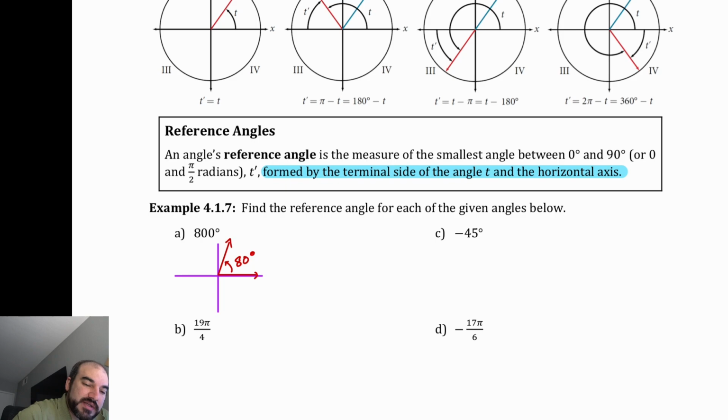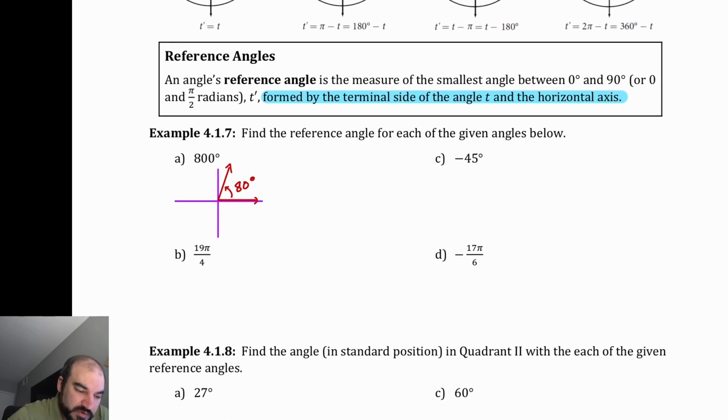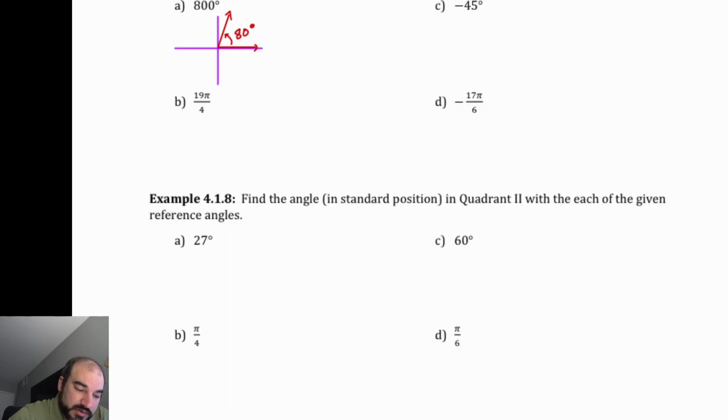Note that the reference angle is always between 0 and 90, so it's always a positive angle measure, which means we don't really consider the direction of opening on this one. We just measure the acute angle between the x-axis and the terminal side of the angle. So you guys can work through some of those.